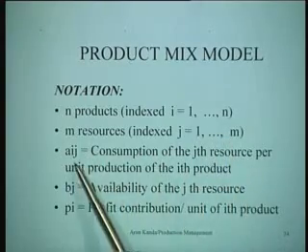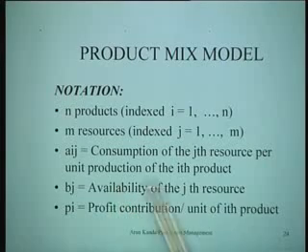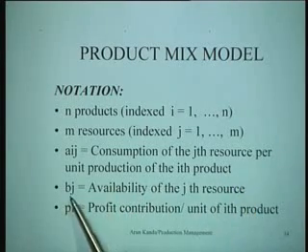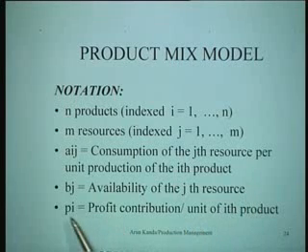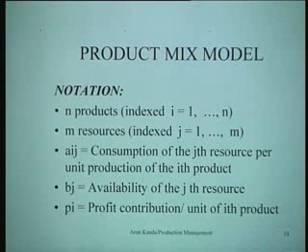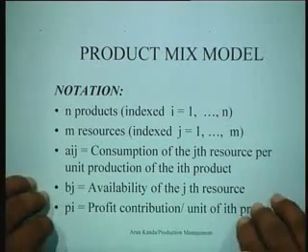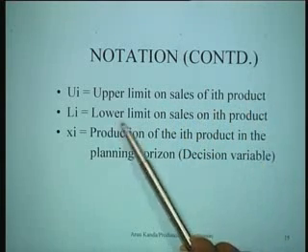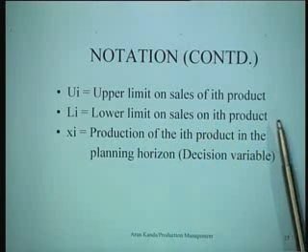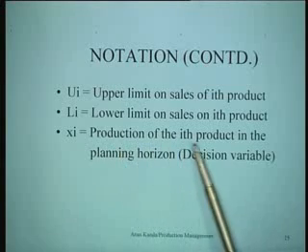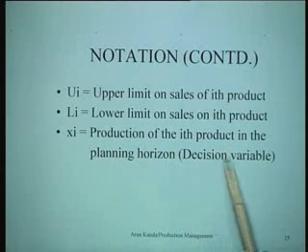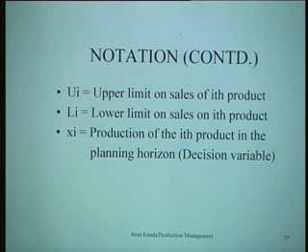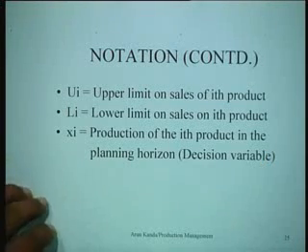You have m resources, Aij is the consumption of the jth resource per unit production of the ith product. Bj is the availability of the jth resource in general, and Pi is the profit contribution per unit of the ith product. So when you have this, the various other variables are, the notation is Ui is the upper limit on sales of the ith product. Li is the lower limit on sales of the ith product in general, and Xi is the production of the ith product in the planning horizon. So this is our decision variable. You want to find out how much of each quantity to produce, and typically you have this situation.